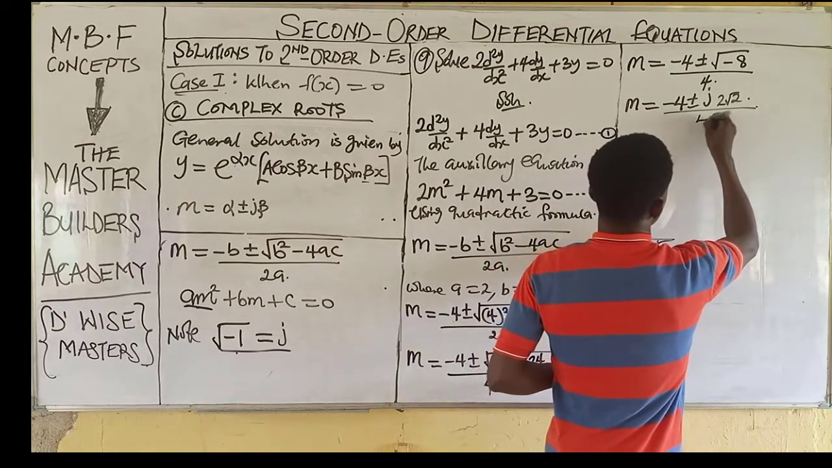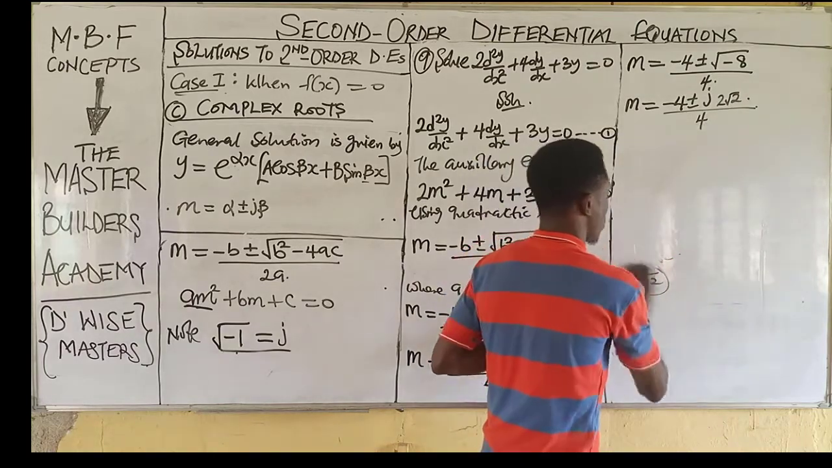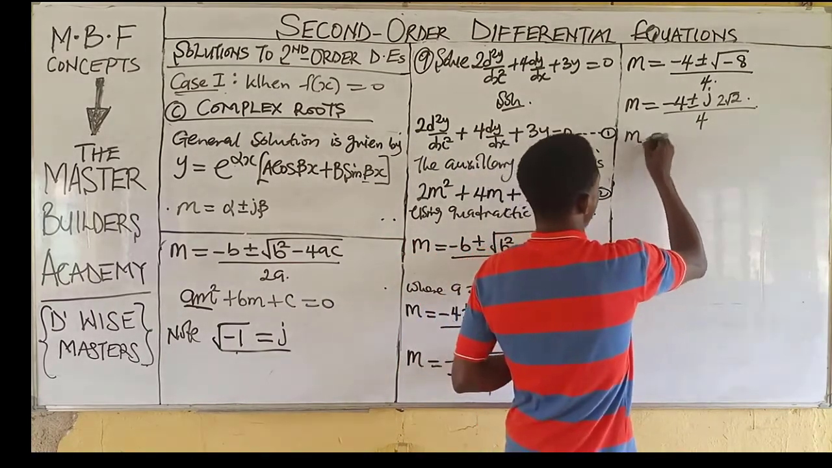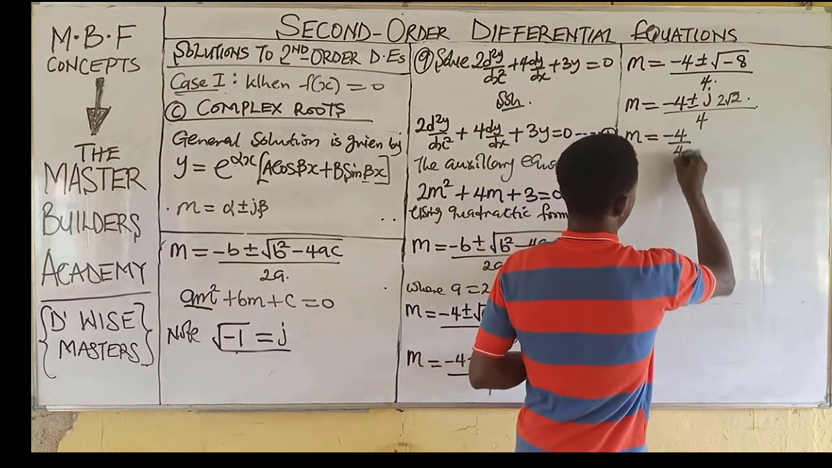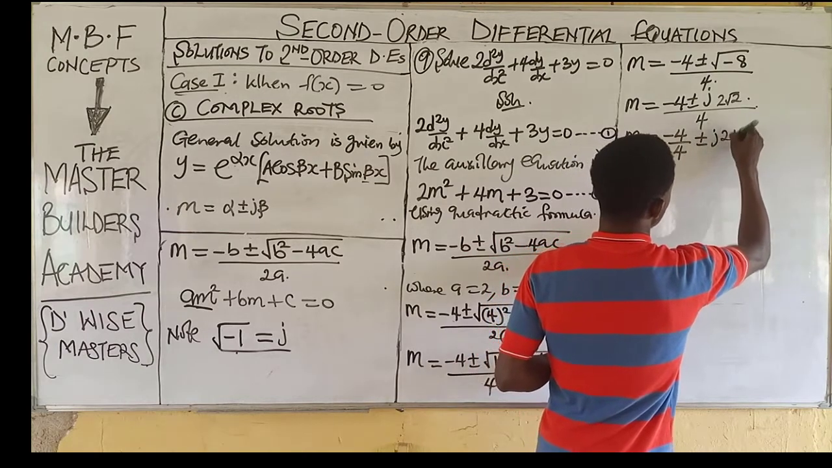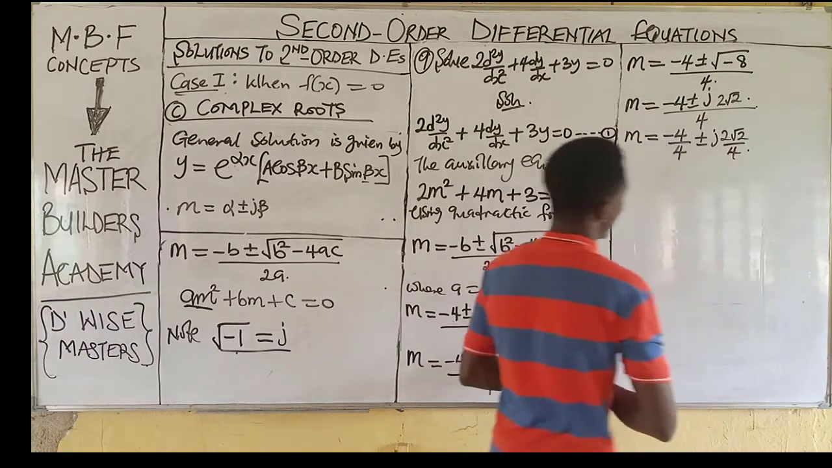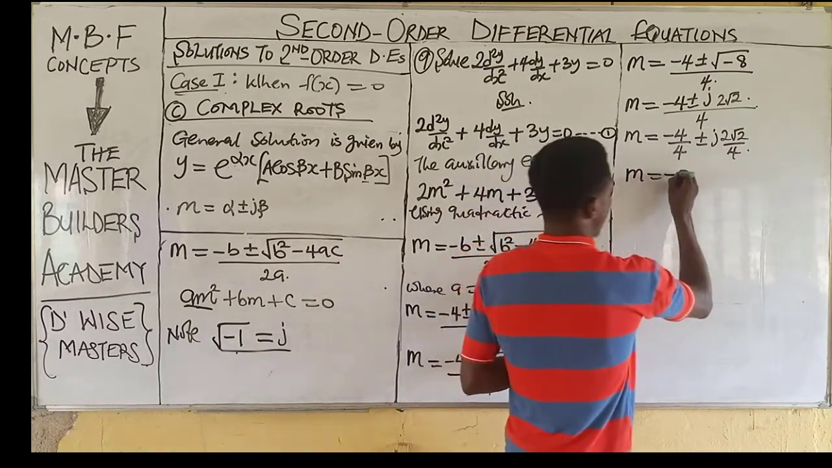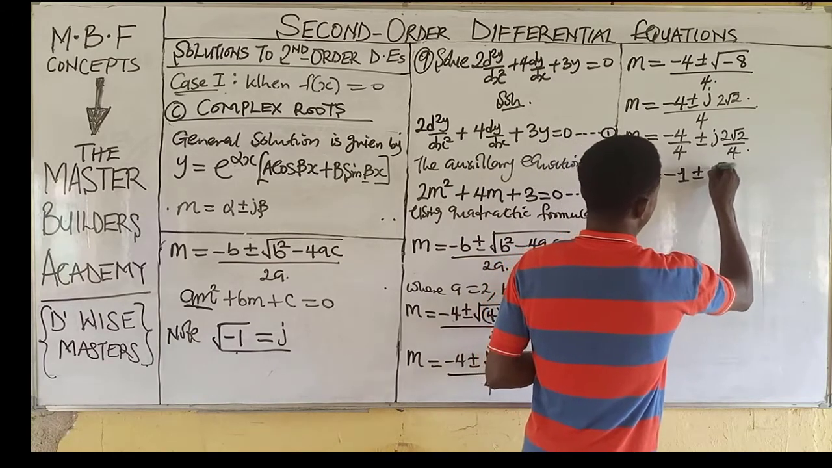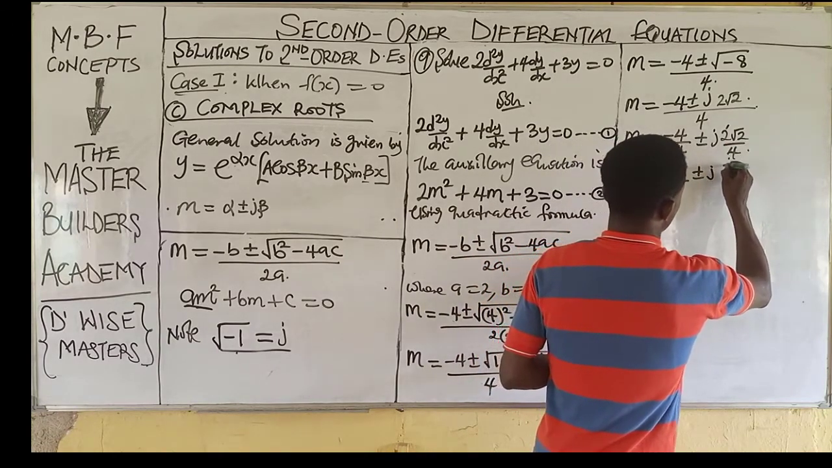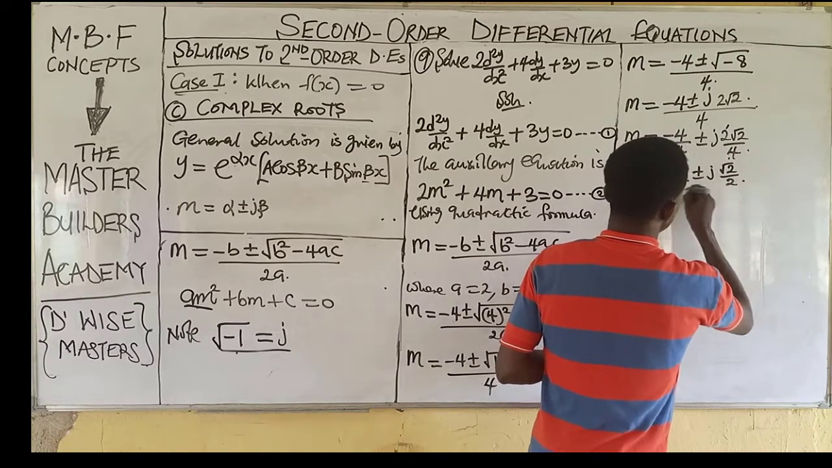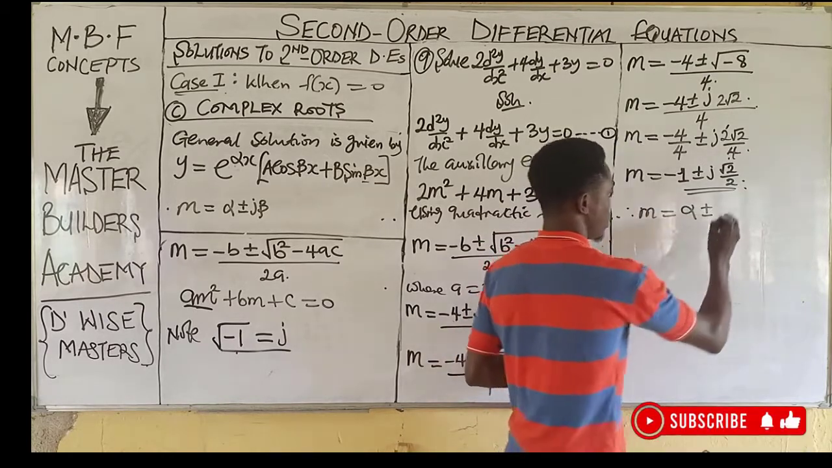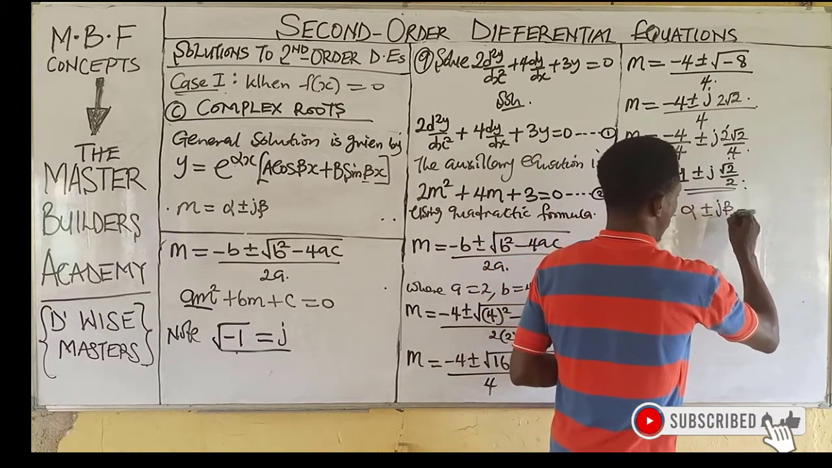all over 4. Now that I have 2 terms at the numerator and only 1 term at the denominator, I need to share the denominator. So this will have given us m is equal to minus 4 over 4 plus or minus 2 root 2 over 4. At this point, the final answer becomes m: minus 4 divided by 4 is minus 1, plus or minus 2 into this guy will have given us root 2 over 2. This is the answer. Therefore, recall that m is equal to alpha plus or minus imaginary sign multiplied by what? Beta.